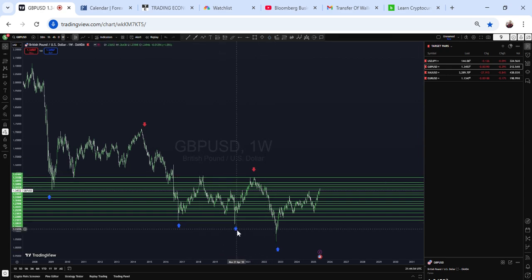But the price came here after it created this lower low. It came here to create equal lows here. This is one and these two. This is called equal lows.